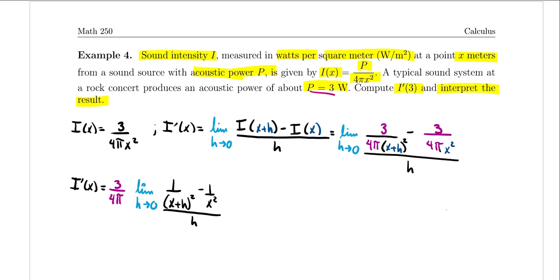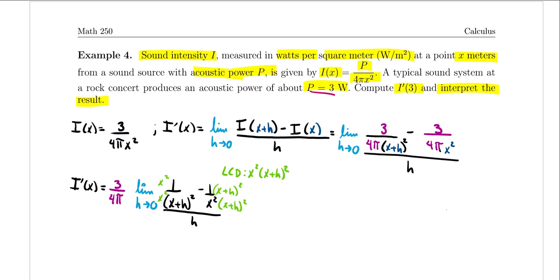Now notice that we're taking the limit as h goes to 0, but now that we've taken out the 3 over 4 pi, I do believe that the simplification here seems easier. Alright, now at this point, it's completely up to you how you want to proceed, but I'm going to go ahead and rewrite the numerator in terms of a single fraction. So I'm going to look for the LCD here, which is an x squared times an x plus h squared. Alright, so it looks like the first fraction is missing the x squared, and the second fraction is missing the x plus h squared.